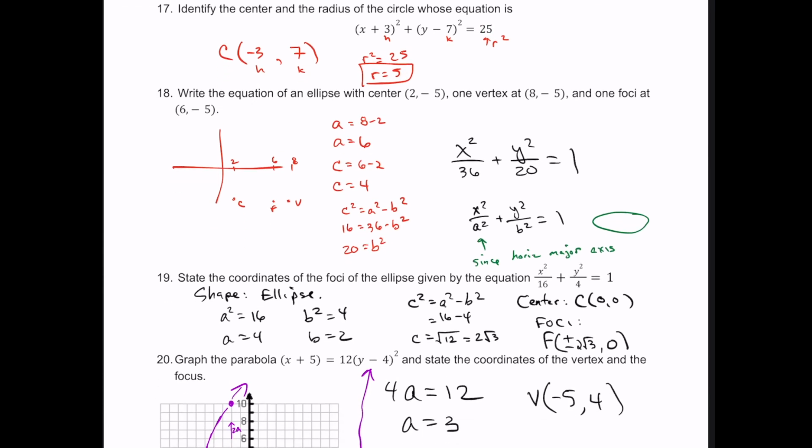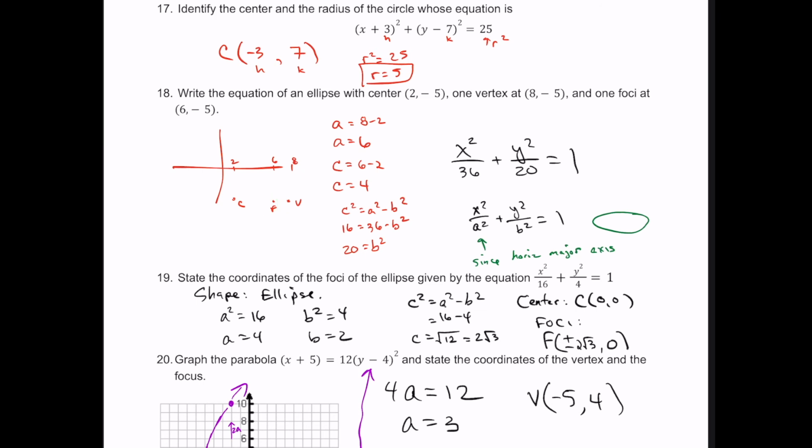Number 18, write the equation of an ellipse with a center. Now, I had to do a sketch here. So I did a very rough sketch where the center is over 2 down 5. The vertex is over 8 down 5. And then the foci, one of them, is over 6 down 5.